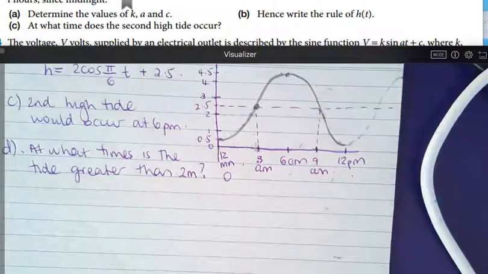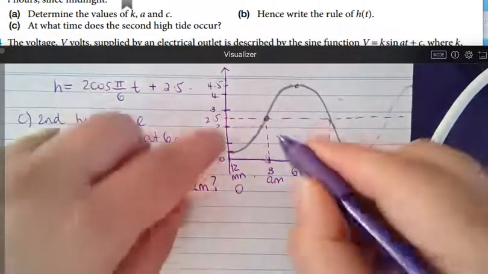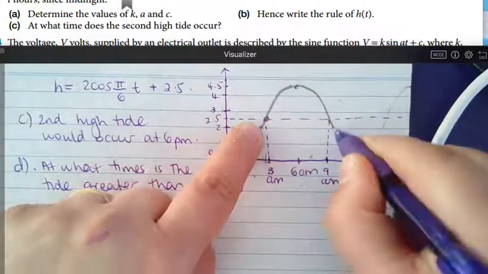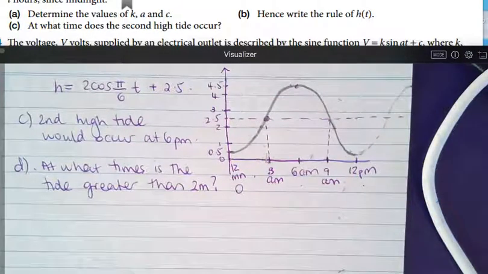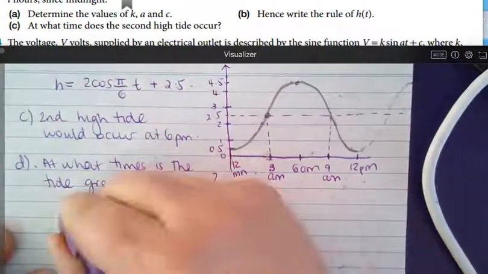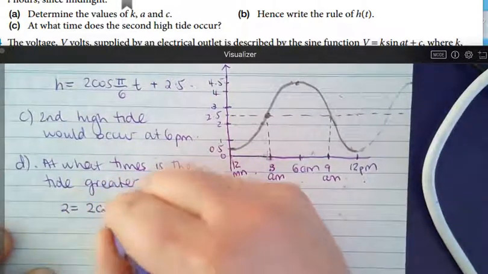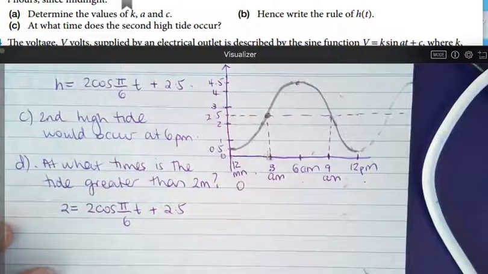Can you see it? So what we're going to do is work it out. Now, you can't just read it off the graph. You've got to work it out. So at what times is the tide greater than 2 meters? We need to work out what this time is and what this time is. And then we're going to say the tide is greater than 2 meters for any times in between that. Let's say a ship needs to sail into the harbour when the tide is 2 meters or higher. These are the types of questions you can get. All right? So what am I going to put equal to h? So 2 equals 2 cos pi on 6t plus 2.5. All right, what do I do now?